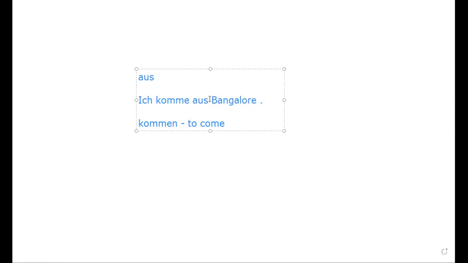Only four countries have an article: die Schweiz, die USA, die Ukraine, die Türkei. The people from these four countries have to take care of the article. For the remaining, we don't need to use it, because we don't have an article for Bangalore. Ich komme aus Bangalore.